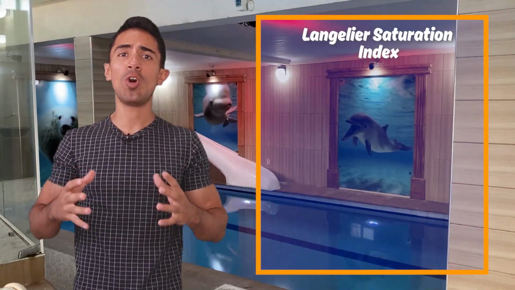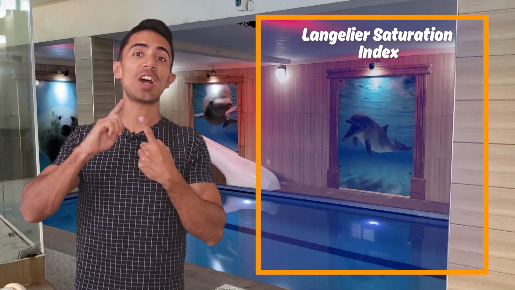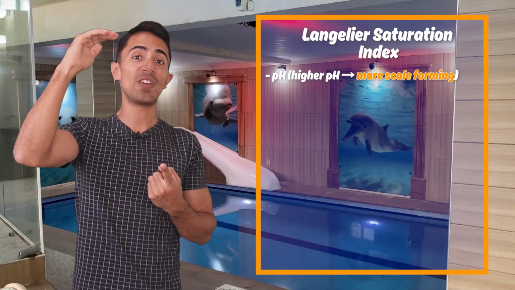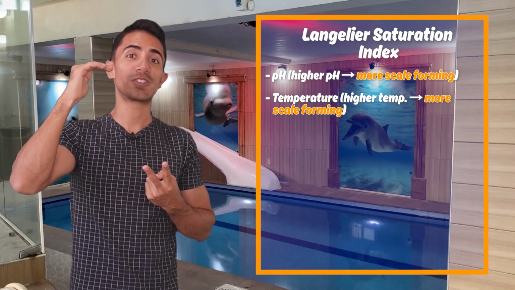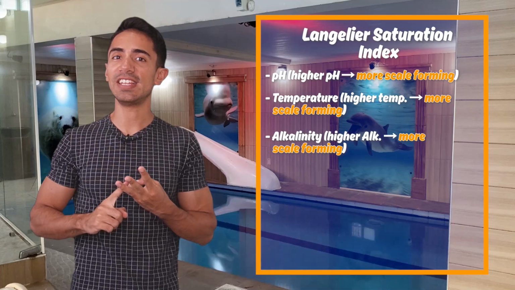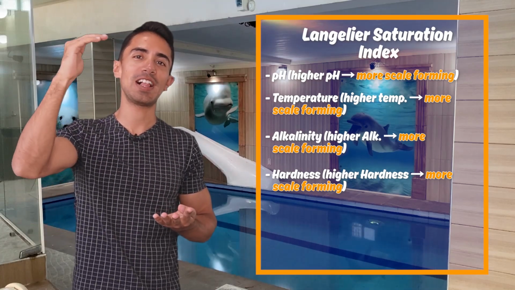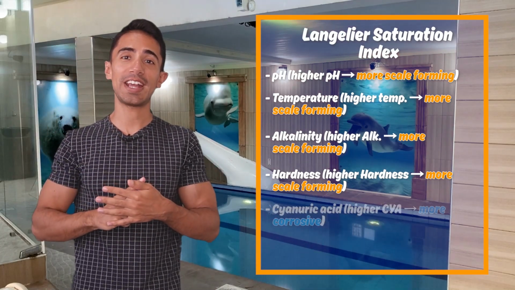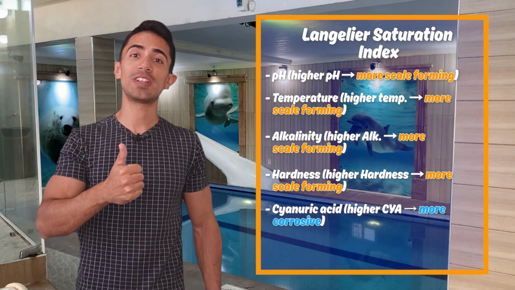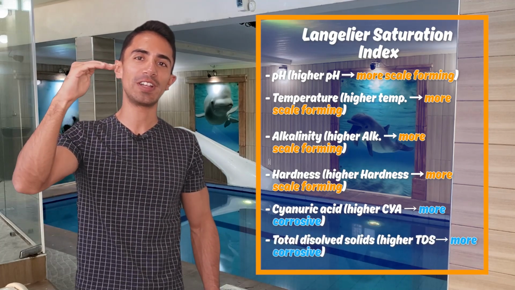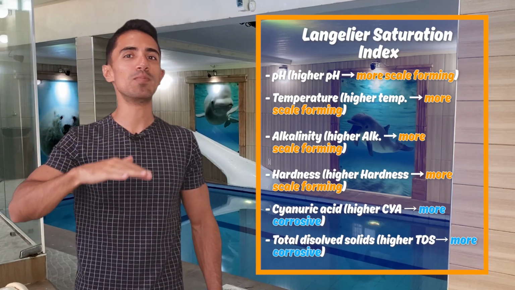This formula involves all the parameters that affect the corrosivity or scale formation of your pool water, which are the pH: with a higher pH, water is more scale forming; the temperature of the water: the higher the temperature, the more scale forming the water; the total alkalinity: the higher the alkalinity, the more scale forming; the calcium hardness: the higher the calcium hardness, the more scale forming; the cyanuric acid level: the higher the cyanuric acid level, the more corrosive the water; and the total dissolved solids. The higher the total dissolved solids, the more corrosive the water. So if, for example, you add more salt to the water, it will be more corrosive.